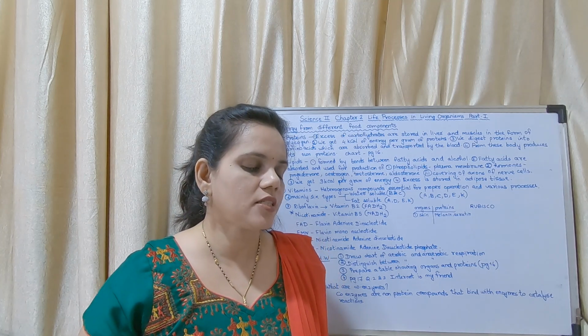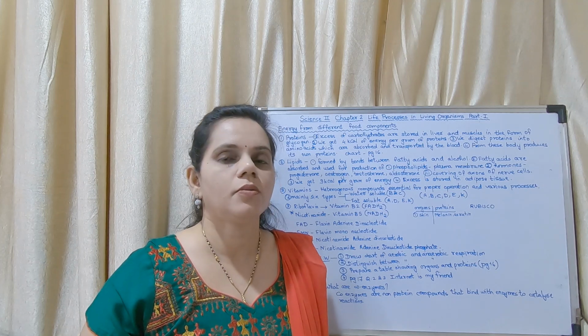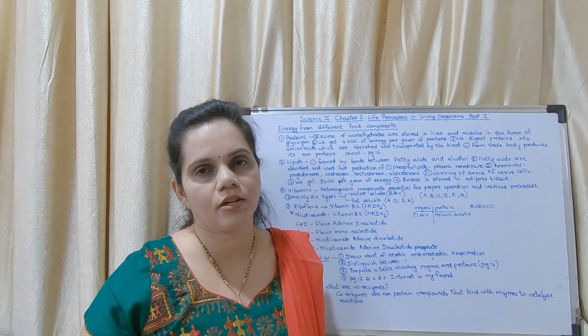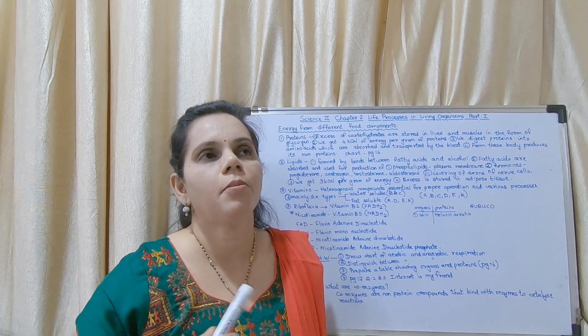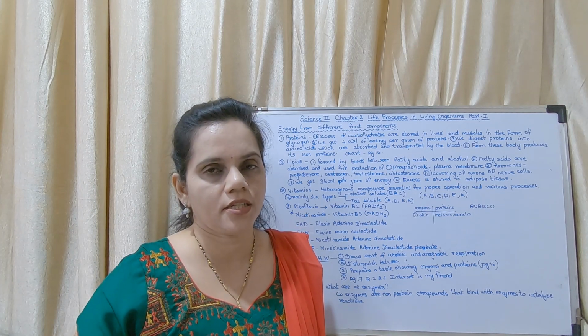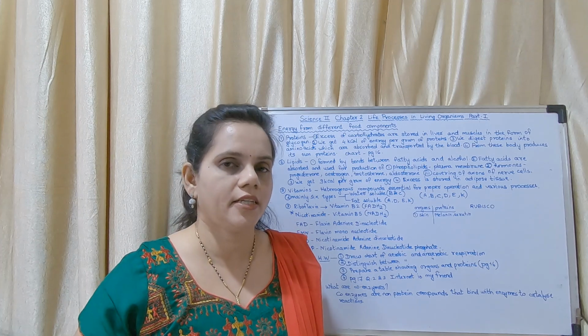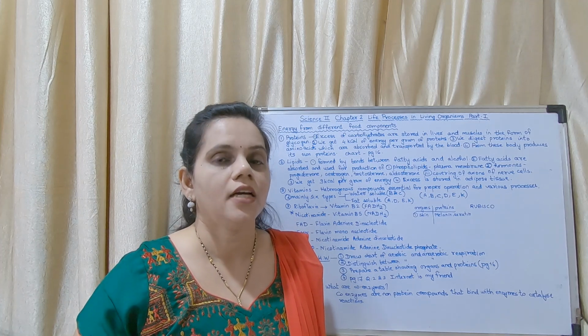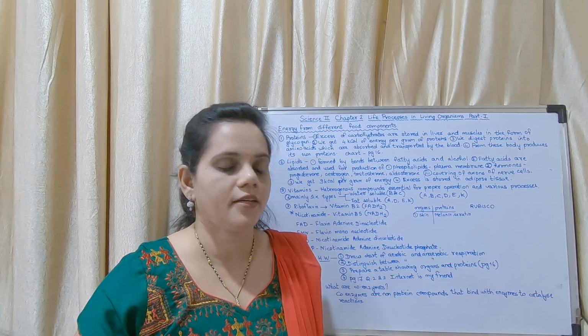Okay, now in the next paragraph they have given about water. There is about 65 to 70% water in our body. Okay, so about 70% of our body is water, and blood also contains water, plasma contains water, lymph contains water. So the water content in the body is very, very high, and we need water very much.